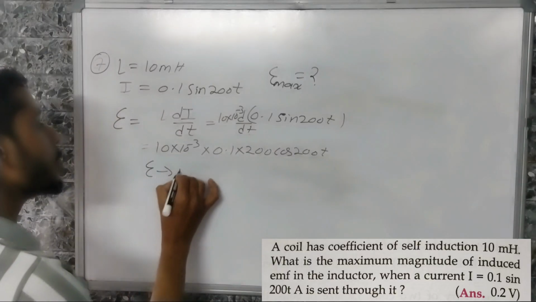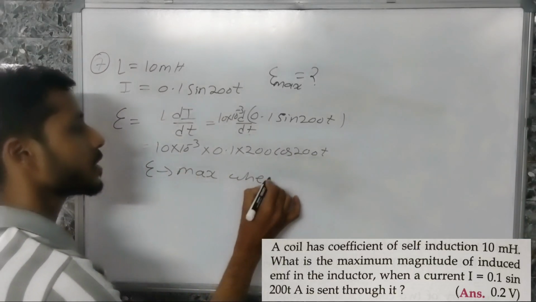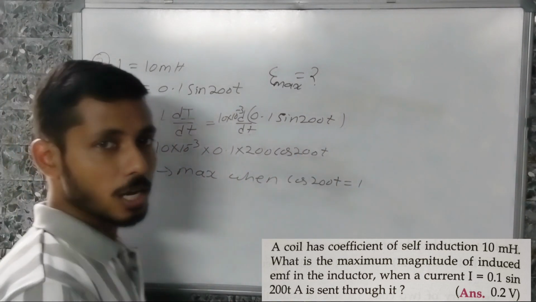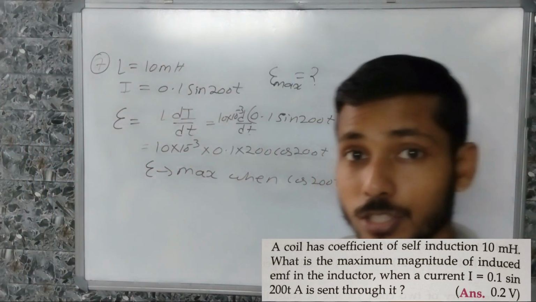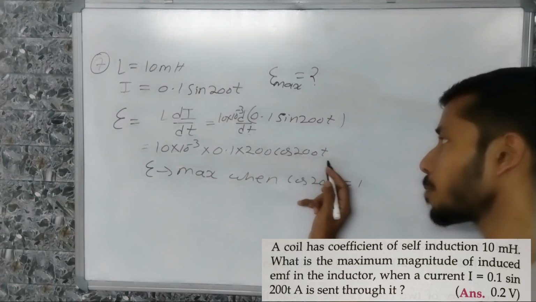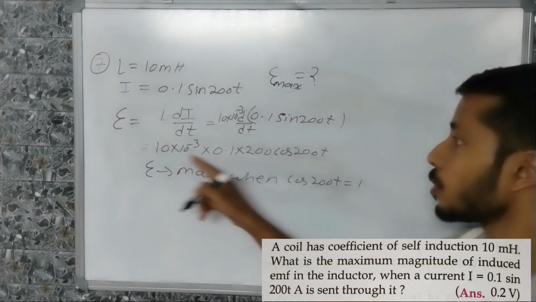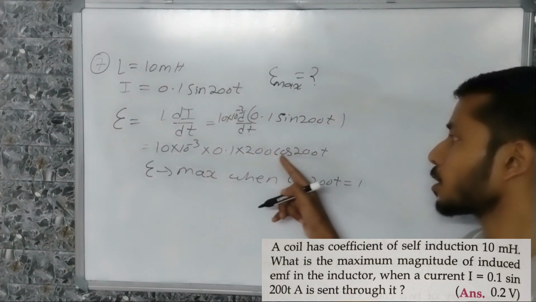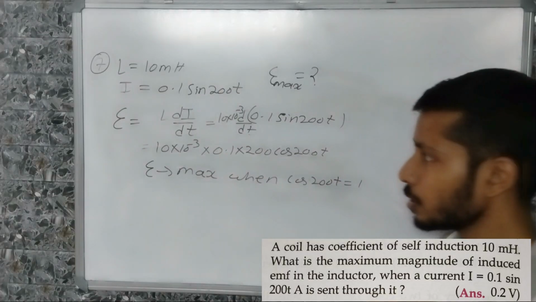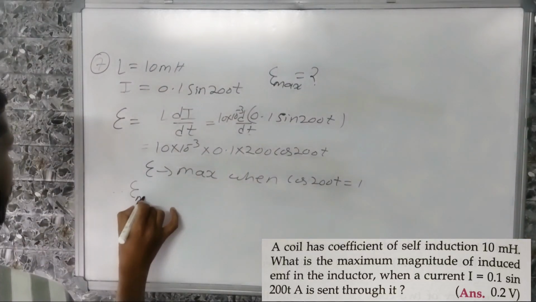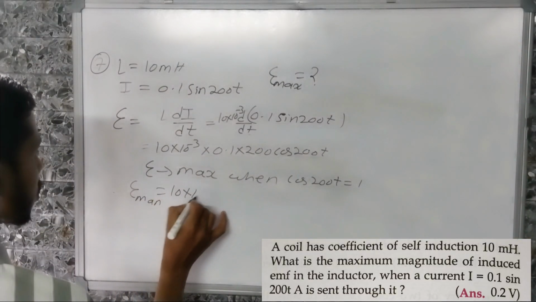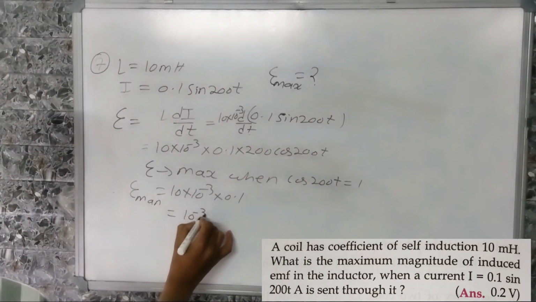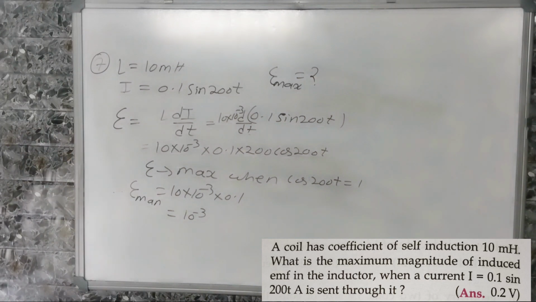The EMF will be maximum when cos 200t is equal to 1. The maximum value of cos is 1. If we use the maximum value of cos as 1, then here too we will get the maximum. So for E max, cos 200t will be 1. Hence E max is equal to 10 into 10 to the power minus 3 into 0.1 into 200, that is 10 to the power minus 3.